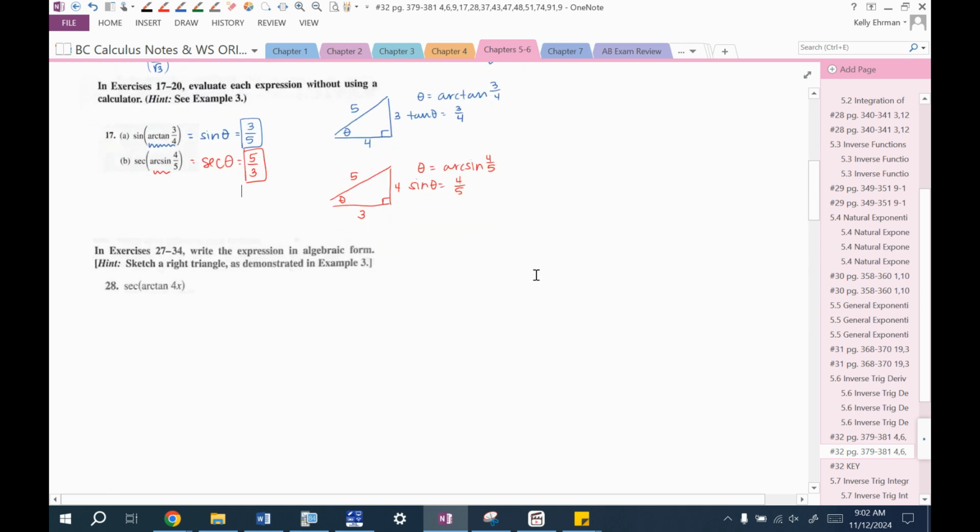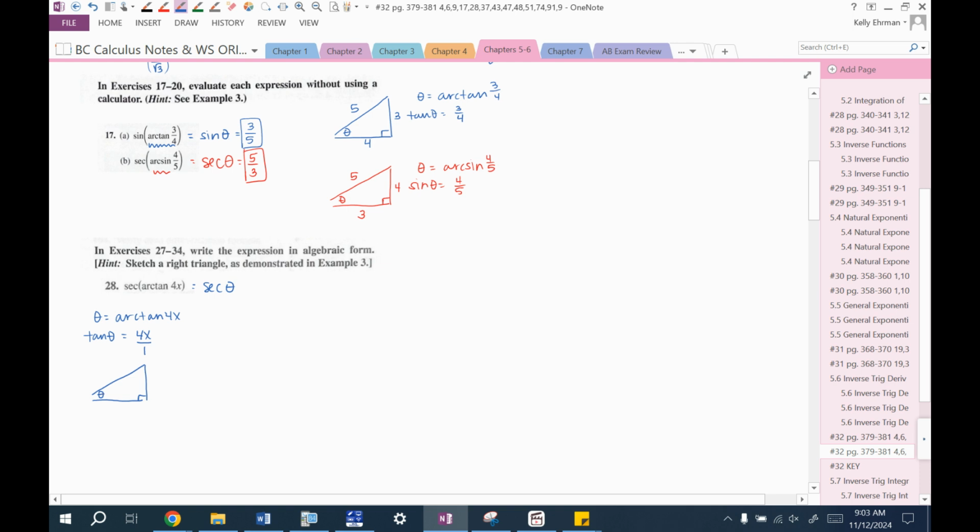All right, next problem. Write the expression in algebraic form. Hint: sketch a right triangle as demonstrated, again in our notes. So same idea here. This is equal to secant of theta, and we can figure out secant of theta if we have a triangle. So we can say, okay, theta is equal to arctan of 4x. Let's take the tangent of both sides. So tangent theta equals 4x. Technically, this is 4x over 1 to help you draw the triangle.